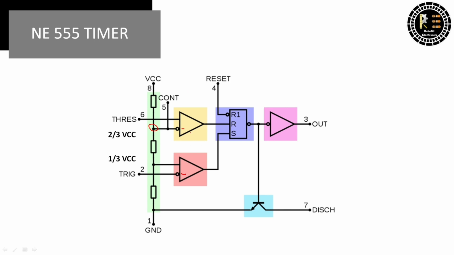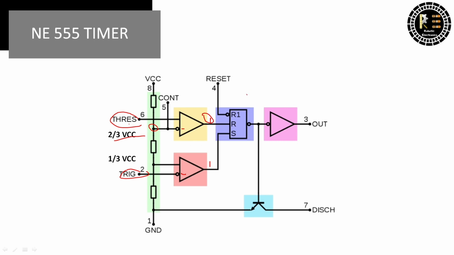Let us look briefly into the working. The threshold and the trigger are given as inputs externally. When the threshold value is greater than 2/3 VCC, then the output of this op amp will be 1, that means high. Similarly, when 1/3 VCC is greater than trigger, then the output will be 1. That will be given to R and S, that is, to this SR flip-flop. If 2/3 VCC is greater than threshold, then the output will be 0. So in this way the circuit works.